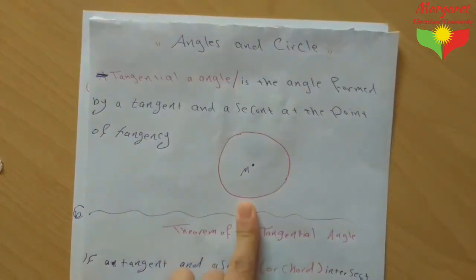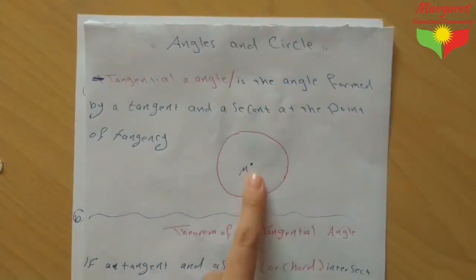We have a picture of the circle and from the circle we have the central point, which is called M.